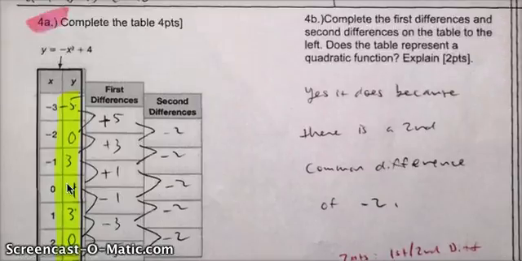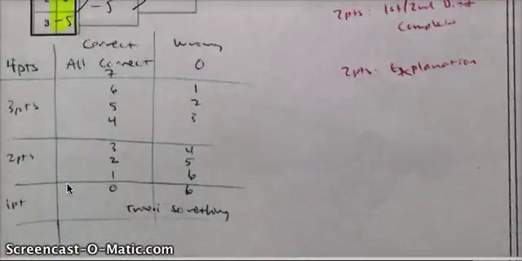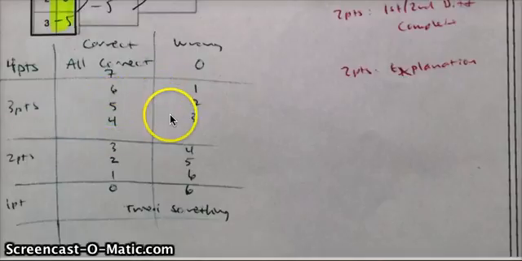Just for question number 4A, to grade it out of 4 points, there's my rubric. You get 4 points if you had all 7 of those values highlighted in yellow and 0 wrong. I give you 3 points if you had 6, 5, or 4 correct, which means 1, 2, or 3 of them were incorrect. 2 points, there it is.